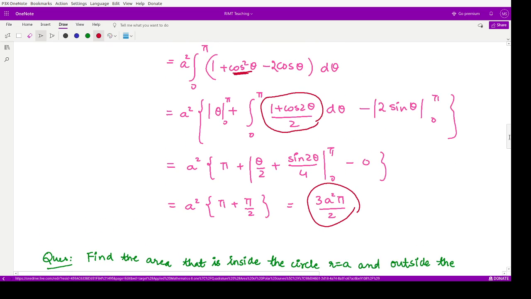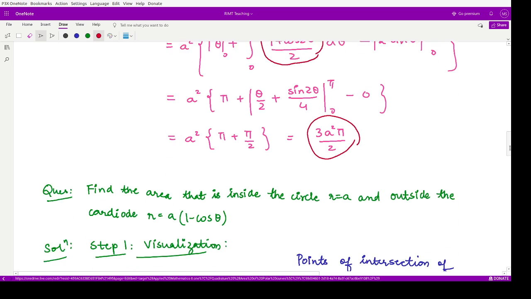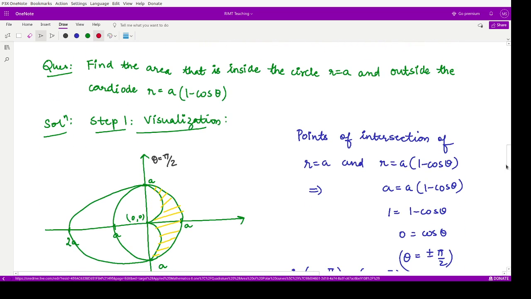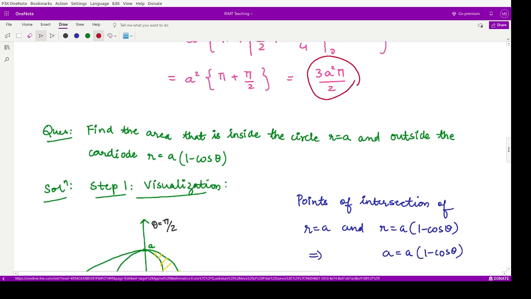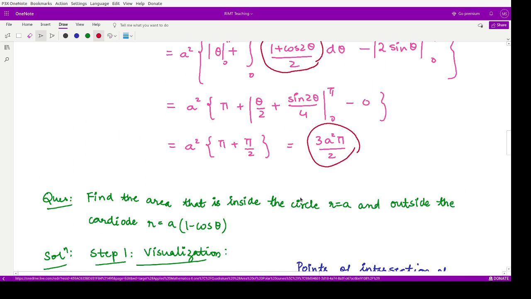So let us see the next example. The next question is, find the area that is inside the curve r equal to a and outside the cardioid r equal to a into 1 minus cos theta.